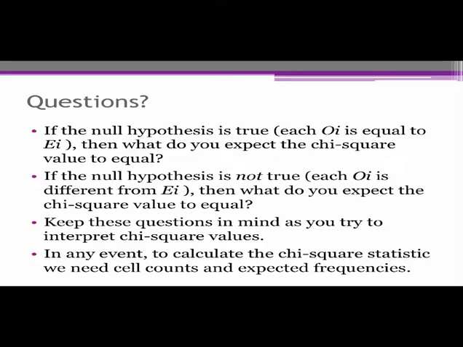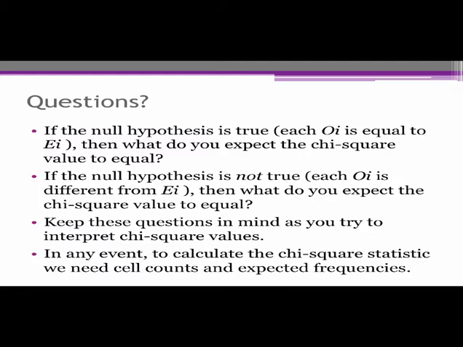So what are our questions here? If our null hypothesis is true, that is, each of our observed values in our cells is equal to what we expected to see, then what would we think the chi-square value would equal? So if O sub i minus E sub i is 0, then no matter what we divide it by, we'll be summing up a bunch of zeros. So we would expect our chi-square value to be small.